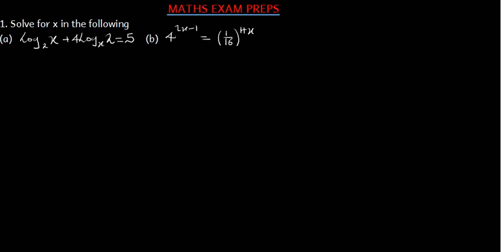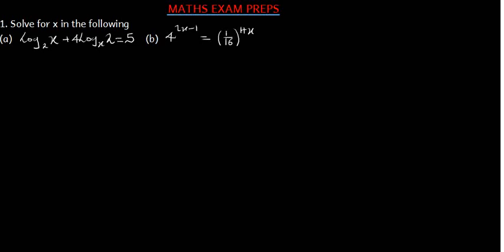We go over general mathematics questions. So for x in the following, we've been given log x in base 2 plus 4 log 2 in base x is equal to 5. How do we get to solve this one?